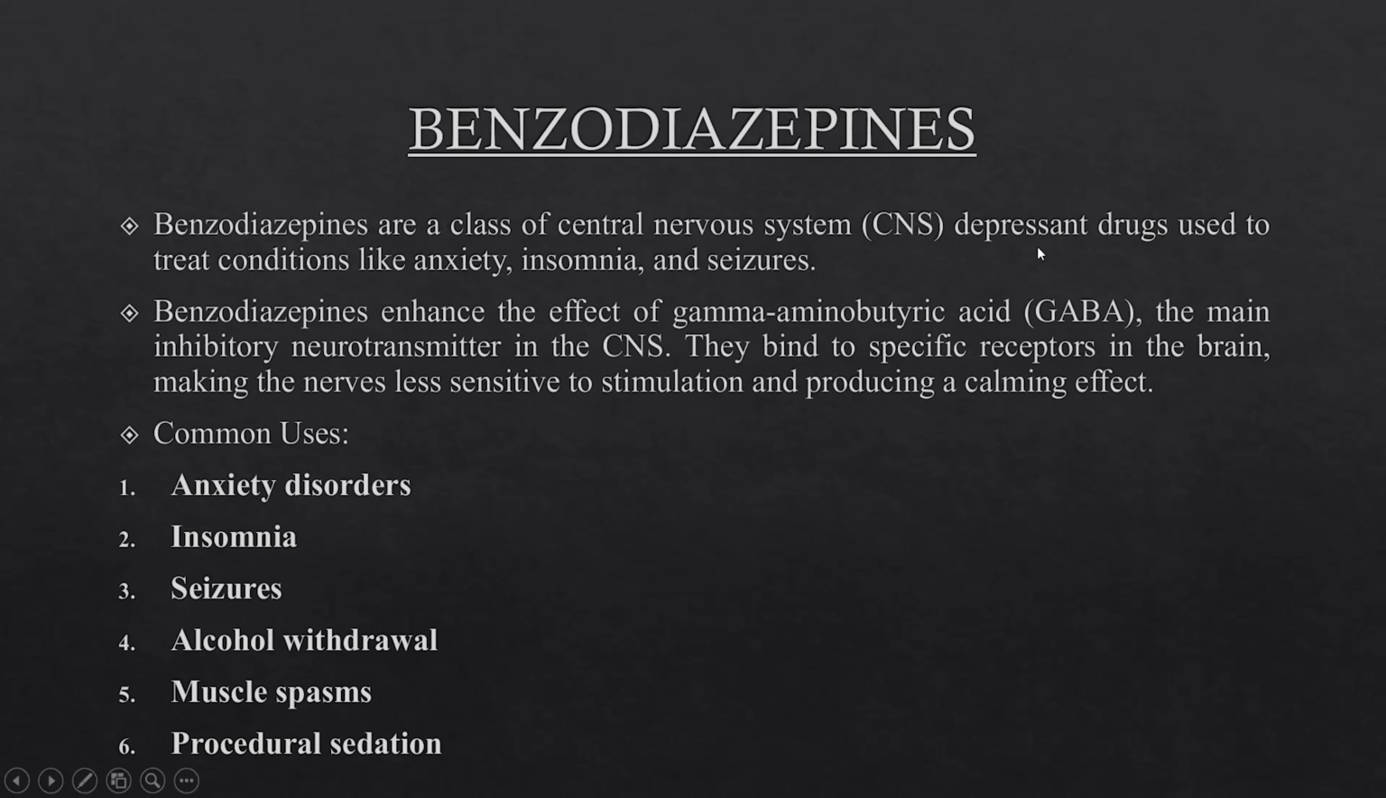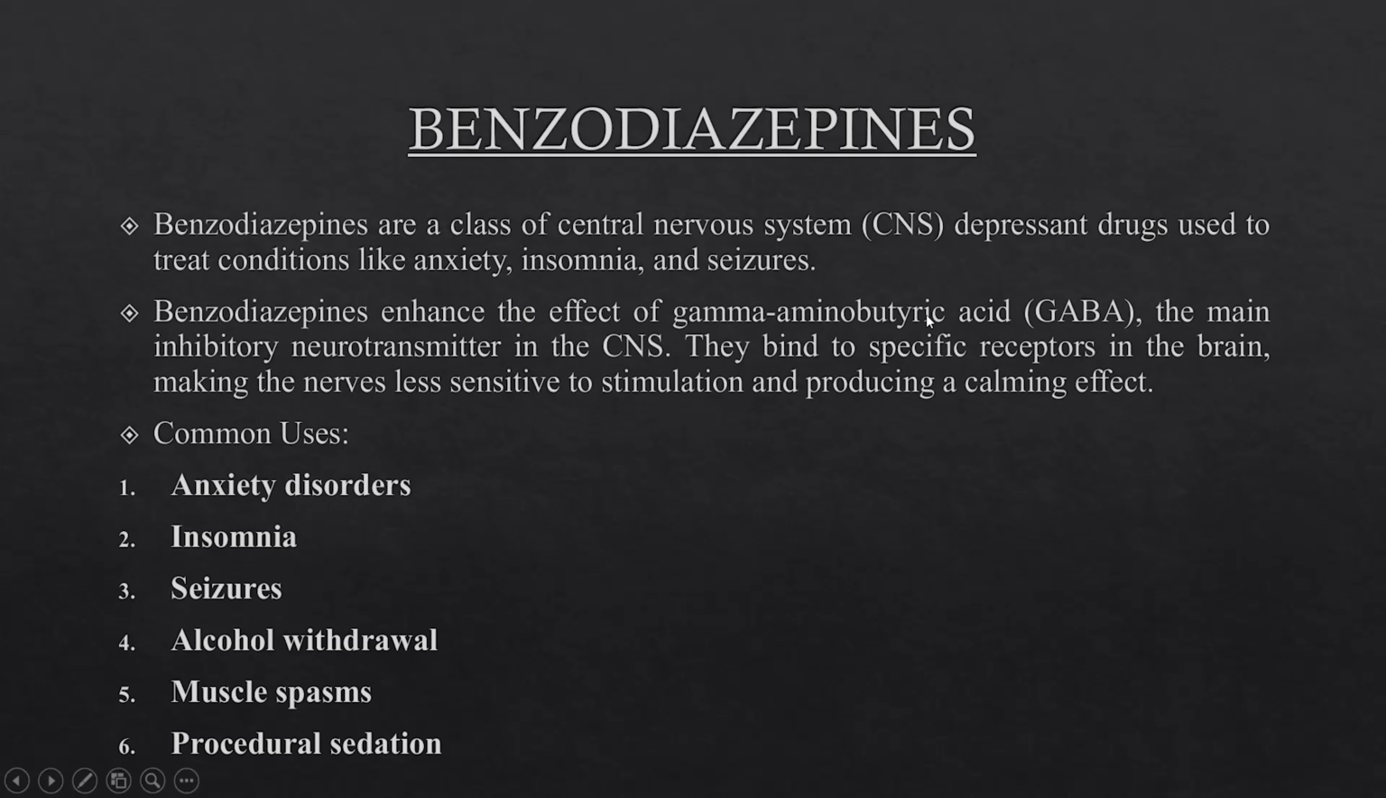Benzodiazepines enhance the effect of gamma aminobutyric acid, or GABA for short, the main inhibitory neurotransmitter in the CNS. As we know, GABA is a neurotransmitter mainly present in the central nervous system. Benzodiazepines bind to a specific receptor in the brain, making the nerves less sensitive to stimulation and producing a calming effect.